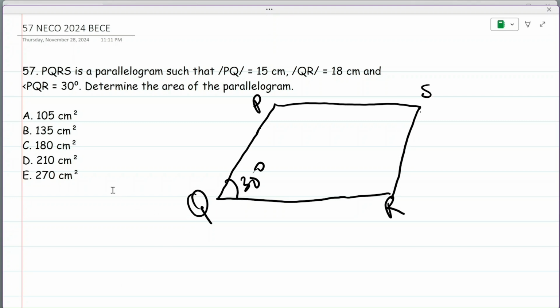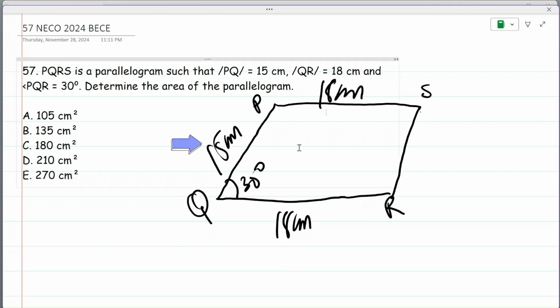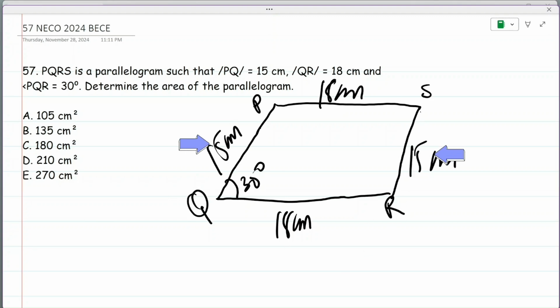This is 30 degrees. From the question, we've been told that PQ is 15 centimeters. And QR is 18 centimeters. And if this is 18, this is also 18 centimeters. And if QP is 15, RS or SR is 15 centimeters. Question says determine the area of the parallelogram.